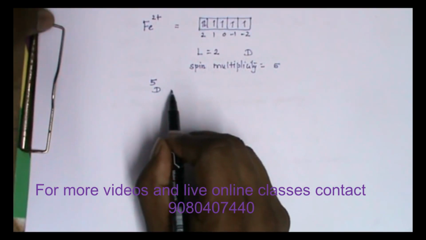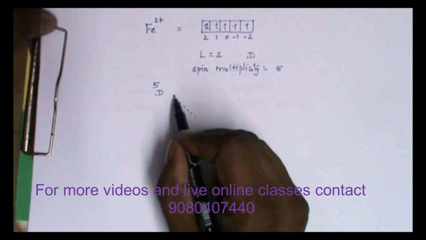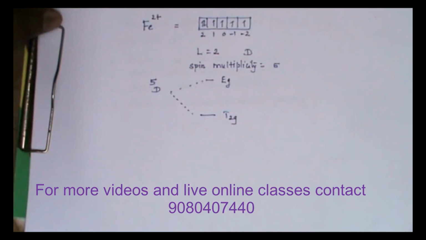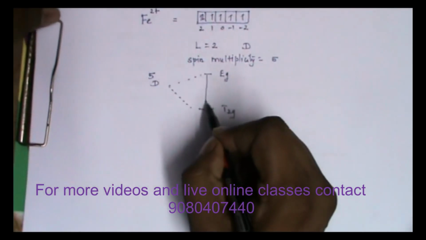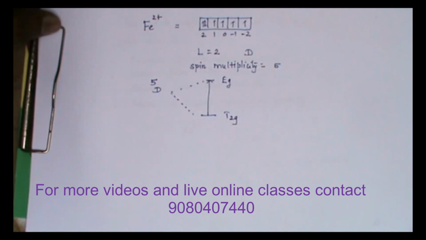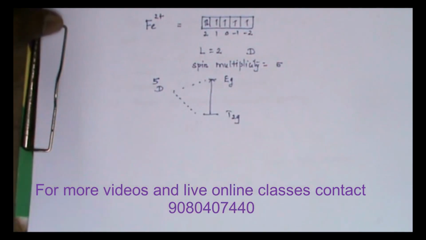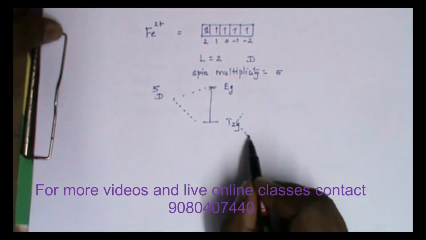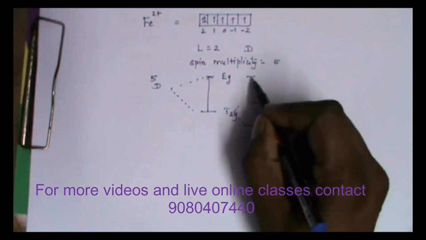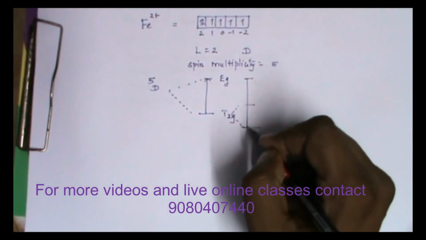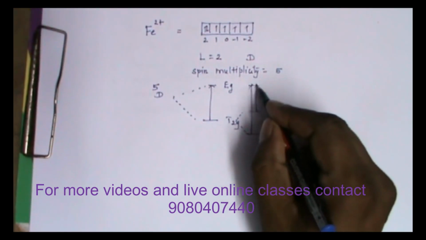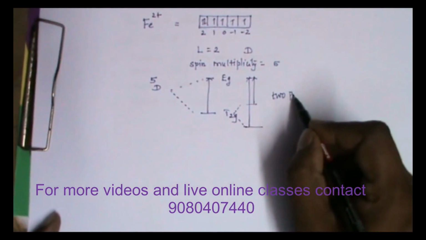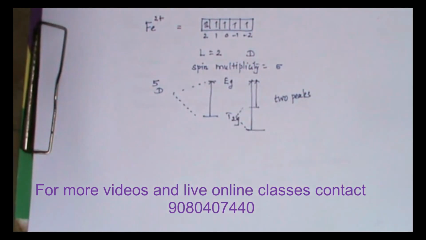This D term will undergo splitting to give t2g and eg. You can expect one transition between these. But in the problem, they have mentioned there is splitting of this particular absorption peak. When there is Jahn Teller distortion, t2g can be further split. We can get a transition from this to this and from here to here. So we can expect 2 peaks when there is Jahn Teller distortion.